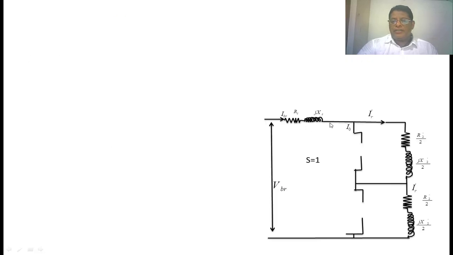This is the equivalent impedance of the induction motor during the blocked rotor test. This is the stator resistance. This is the stator leakage reactance. This is R2 dash by 2. And this is R2 dash by 2, where s equals 1.